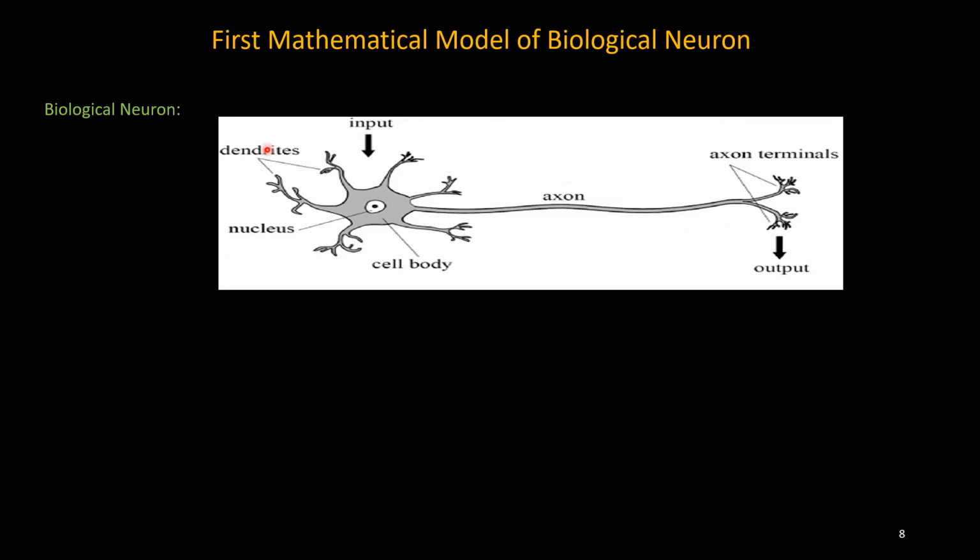So here the dendrites are basically the component which receives the signal, and in the nucleus and cell body the signal is processed.